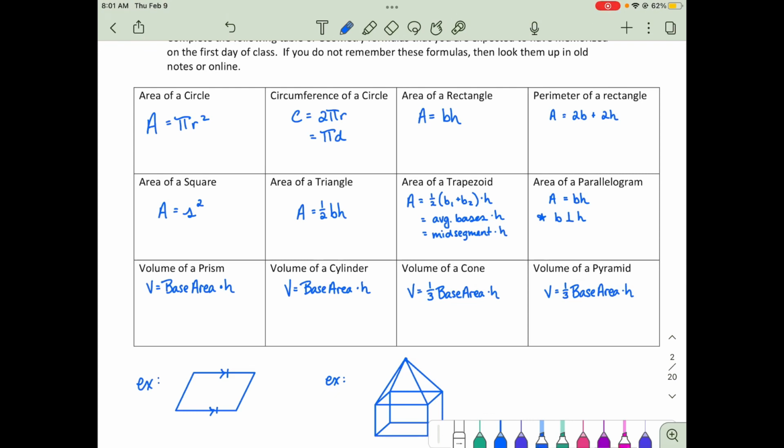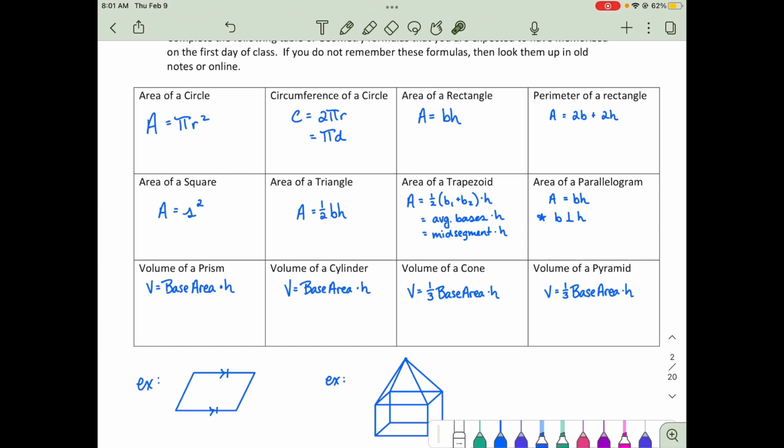All right, so with the first 2 columns, those you really just need to memorize, right? Things that I want you to think about: circumference is to a circle as perimeter is to a rectangle or any kind of figure, right? To find the perimeter, you're adding up the total distance that you would walk around that figure, all right?